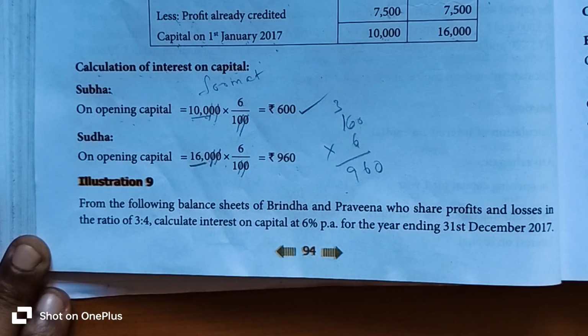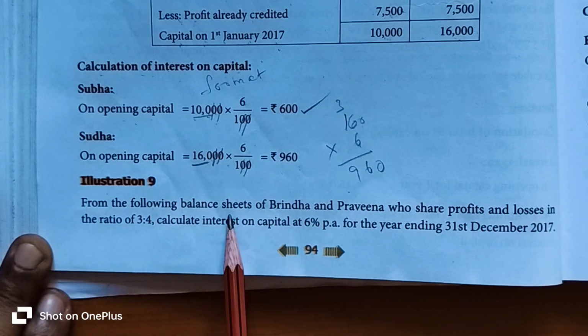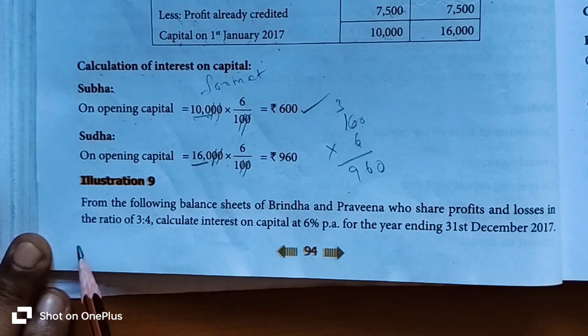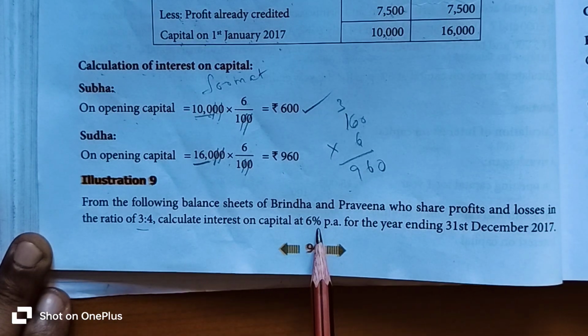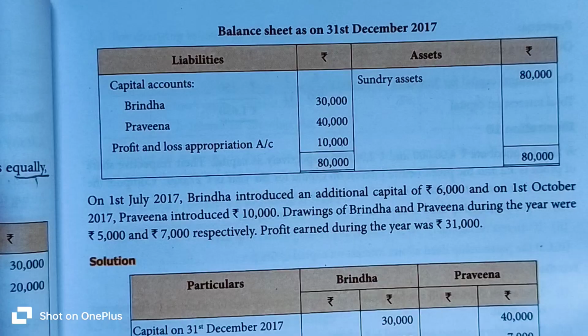Hi students, 12th Standard Accountancy, Chapter 3, Illustration 9. From the following balance sheet of Brinda and Pravina, who share profits and losses in the ratio of 3:4, calculate interest on capital at 6% per annum for the year ending 31st December 2017.